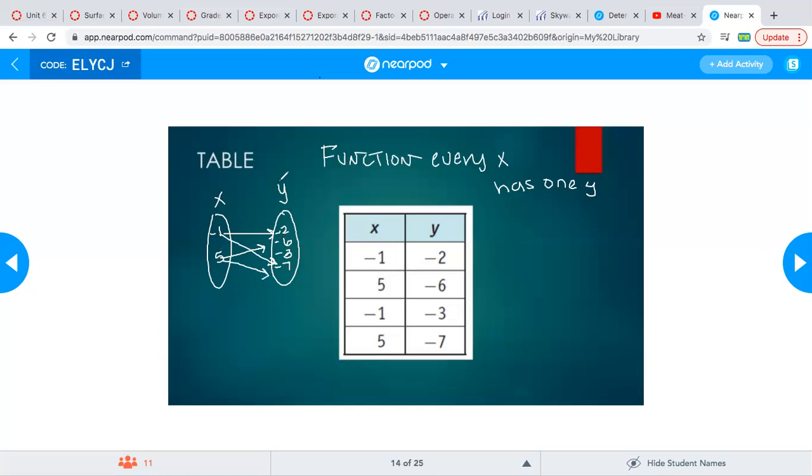Instead of having to go through the whole step of making a mapping, if you notice your x values are repeating, like -1 and a -1, you already know automatically it's not a function, because -1 is with -2 and -1 is with -3. Same thing with 5: 5 is with -6 and 5 is with -7. Anytime your x's repeat, you know that this is not a function.